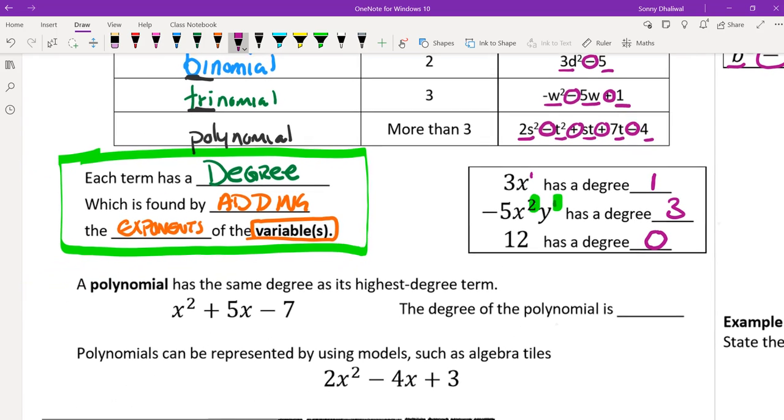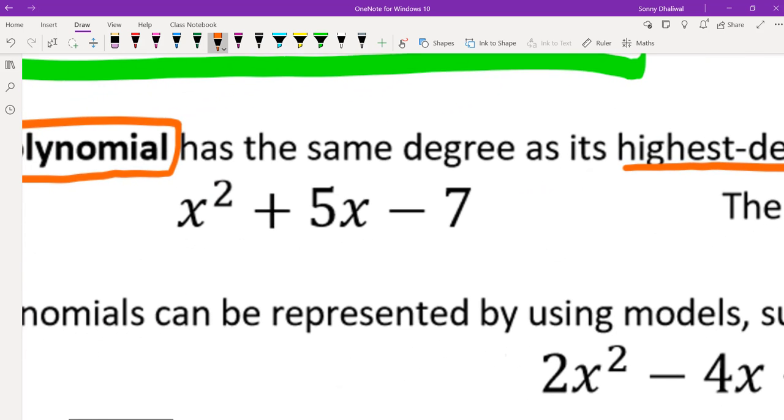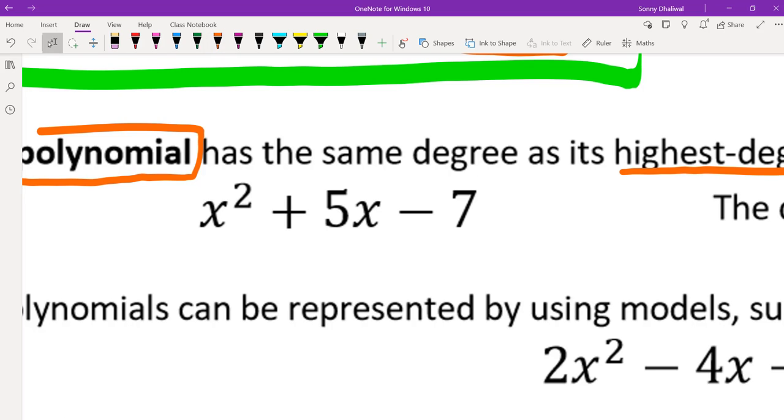So to make life a little bit more difficult, a polynomial is made of a bunch of terms. So the degree of a polynomial is the highest degree of the terms that exist inside of it. So what you do is you go, I've got my expression here, and I want to find out what degree this expression is. Well, how many terms does this expression have?